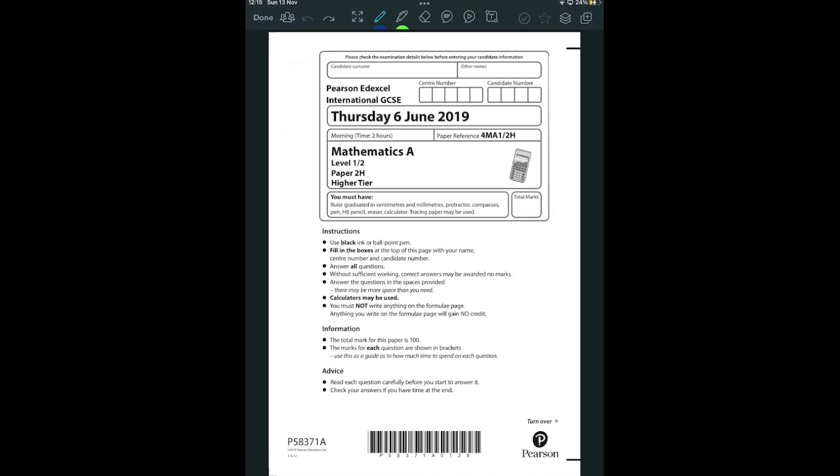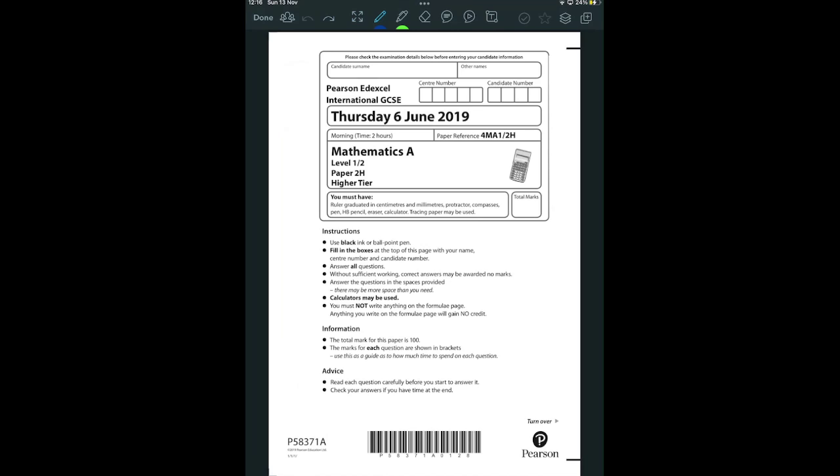As always, at the start of one of these exams, you just reread the instructions and make sure you're clear on what you're expecting to do. We're using black ink in your exam itself. We're going to attempt every question. We're going to show all the working that's relevant, make sure that it's clear for the examiner. Calculators are used. Make sure it's on, ready next to you. And don't write anything on the formula page. We've got 100 marks, 2 hours.